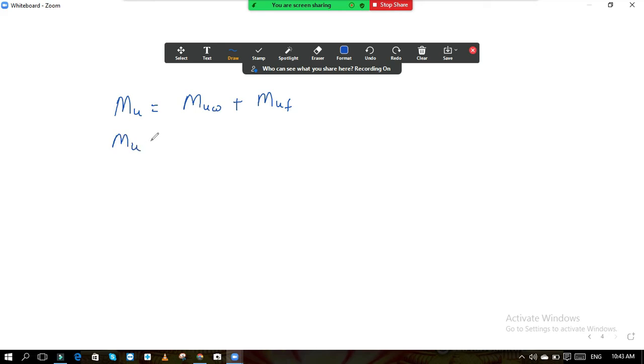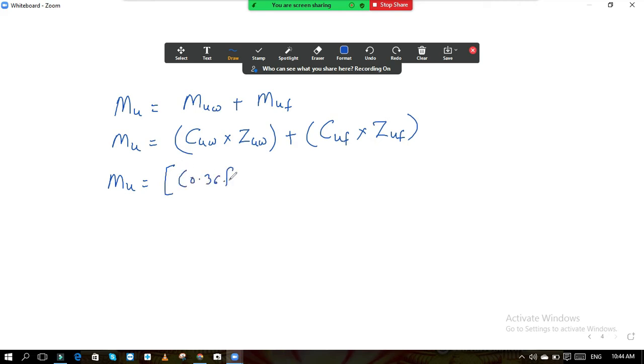If you further simplify this, then this formula will become: moment is nothing but your compressive force CUW into its lever arm ZUW. Plus here, if you can see, it will be CUF, the compressive force in the flange, multiplied by the lever arm, that is ZUF. So now if I ultimately write the equation for the MU, then this equation will be, first of all, 0.36 FCK BW into XU, this is your CU, multiplied by ZUW, it is D minus 0.42 XU.